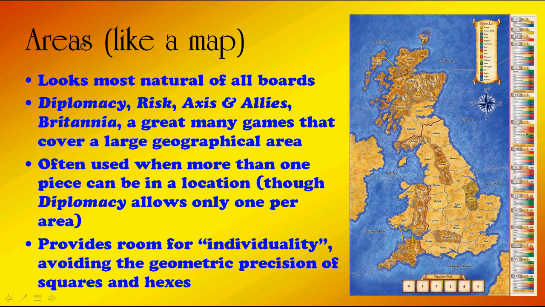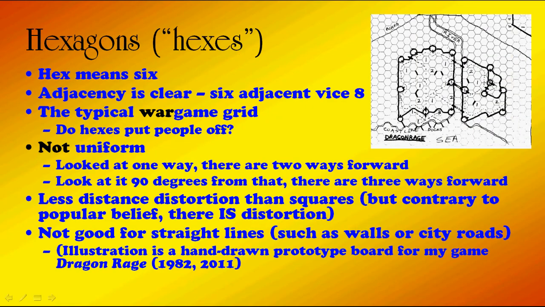The other thing that an area board does is it provides for individuality, for flexibility. It avoids the geometric precision of squares and hexes. So if there's a place where there ought to be small areas because it takes a long time to move through them, you can do it. Or if you want to get your shading and so on in your map to fit real terrain, as in the Britannia map here, you can do it.